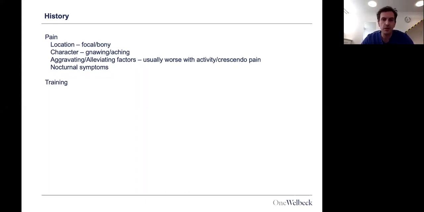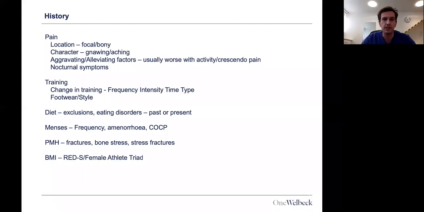It tends to be worse with weight-bearing activities. So what we'll tend to see is someone will describe pain that tends to come on after running. As they push through and continue to train, it may be that they start to get pain slightly earlier in the runs. And it may get to a point where they just can't run because of the severity of pain. And that's that crescendo type pain that we expect to see. It's always important, I feel, to ask about training. And we specifically ask about the FIT criteria.